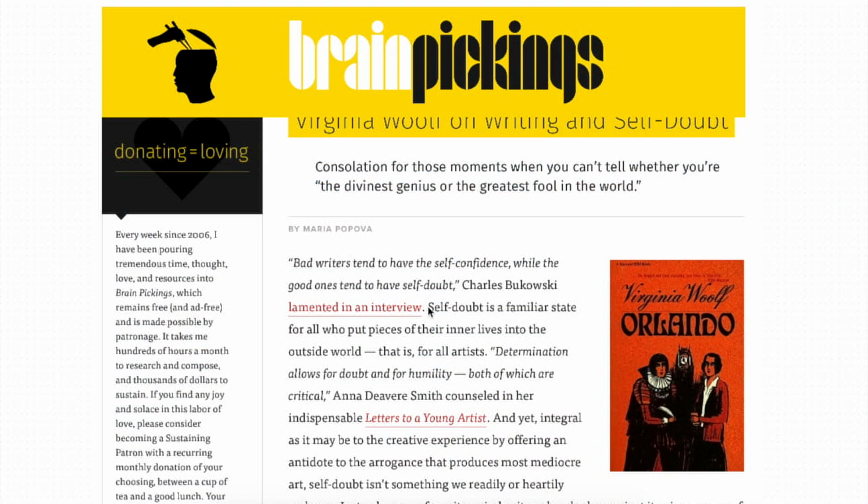love doing. In the words of Maria Popova from Brain Pickings, self-doubt is a familiar state for all who put pieces of their inner lives into the outside world. That is, for all artists. According to the American author Stephen Pressfield, this self-doubt, this human trait, goes by the name of resistance.